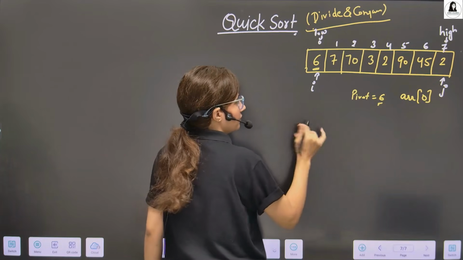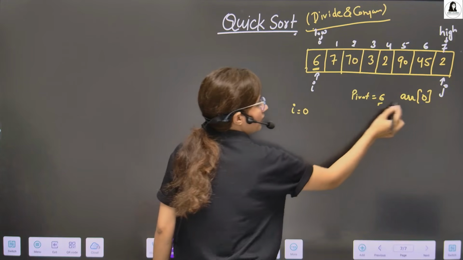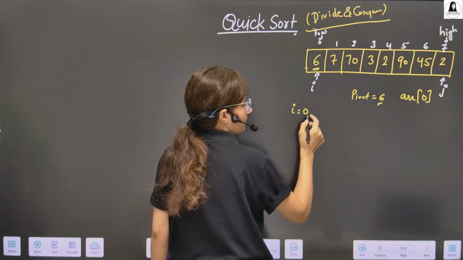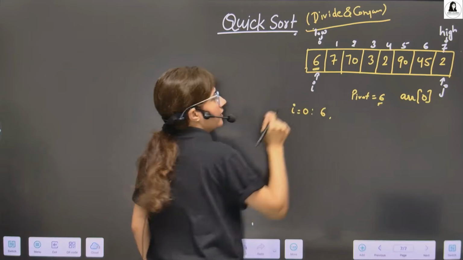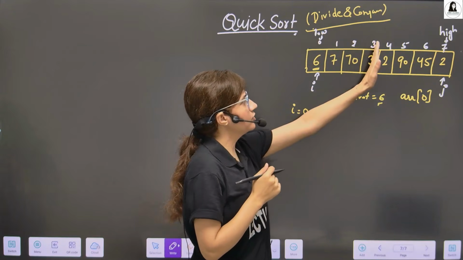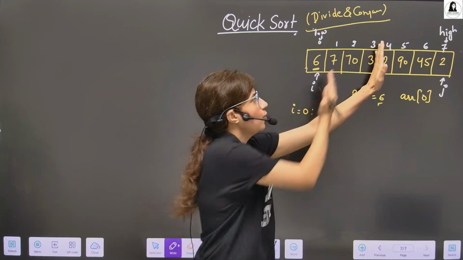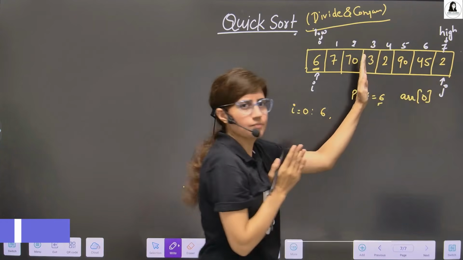Have to move. So at first, see, my i is 0 and my pivot is also at the 0th index, so it's 6. At the 0th index, I have 6. Now I'll check at first. See, I want that 6 should be somewhere here. Smaller values will be at this side. Larger values should be at this side.